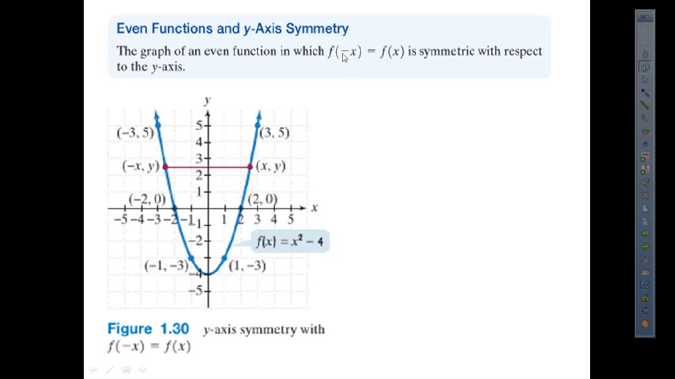Notice that we have the same y value when we have a negative 2 as we do when we have a positive 2. There's your 2, there's your 2. We have the same y value. There's your 3, there's your negative 3. We have the same y value. That is what even actually means. Make sure that you can visualize that as well. It helps.